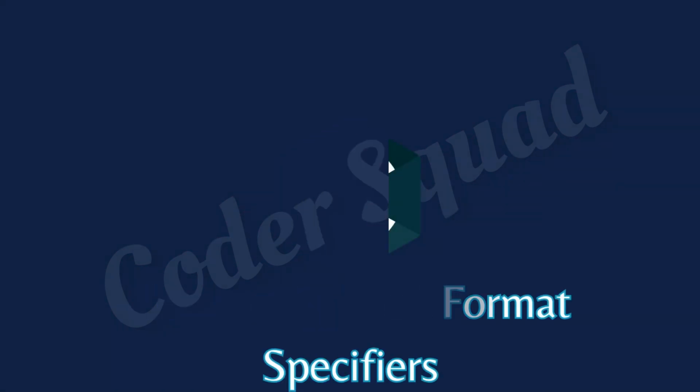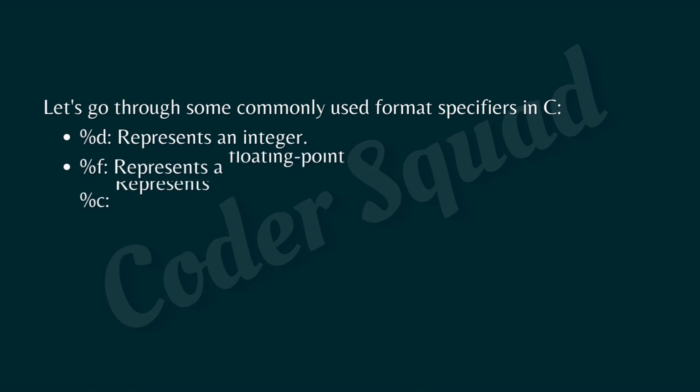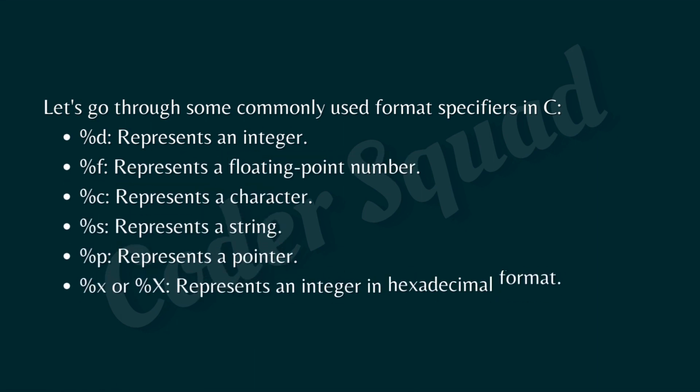Let's go through some commonly used format specifiers in C. %d represents an integer. %f represents a floating point number. %c represents a character. %s represents a string. %p represents a pointer. %x or %X represents an integer in hexadecimal format.